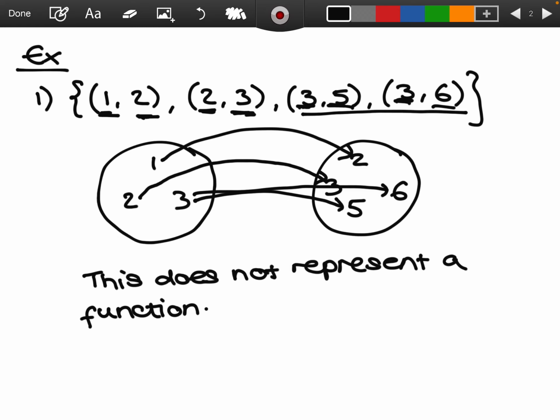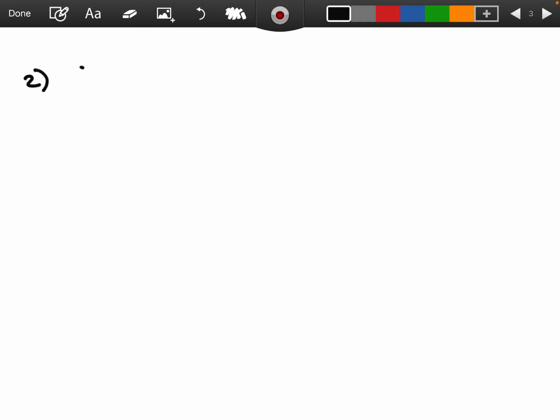So this is one example of what you might get, where they give you this pairing notation, where they give you where each element of our domain is mapped to in our codomain, and you have to determine from those pairs whether this represents a function or not. Okay.